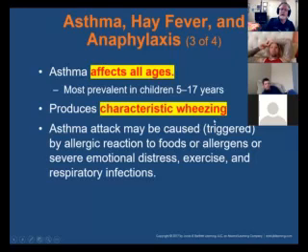Exacerbation means an episode wherein a condition gets a lot worse.